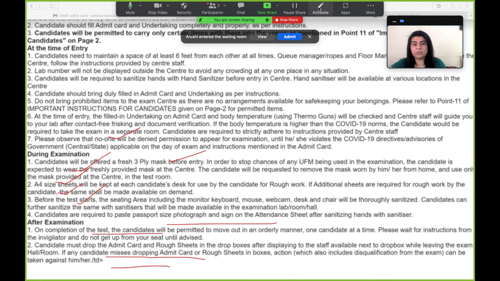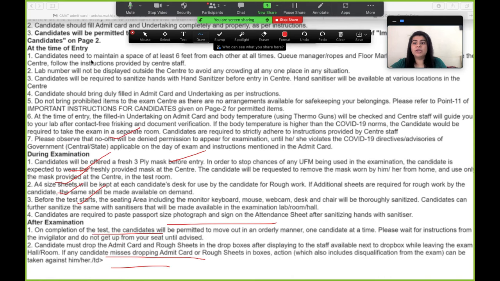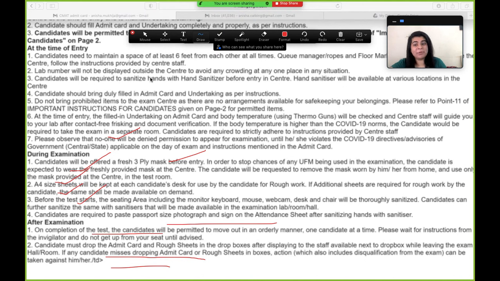Okay. At the time of the entry, you will need to maintain a space of at least 6 feet from each other. Lab number will not be displayed outside the center to avoid any crowding at any place. Once you go inside, they will allocate you your floor and which lab you are supposed to go to for your exam. Okay. You will be required to sanitize your hands before entering the center. You have to give your proper admit card and undertaking. Do not bring items which are not mentioned out there.